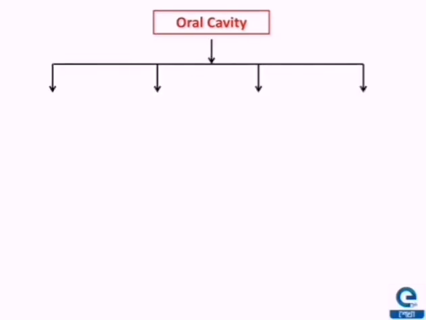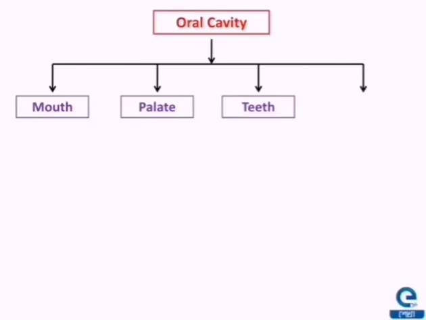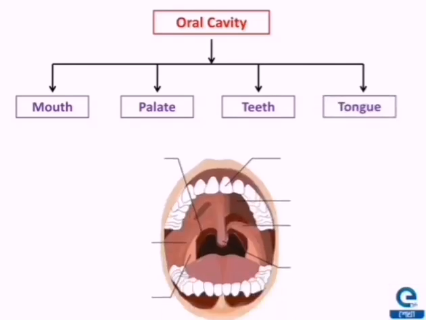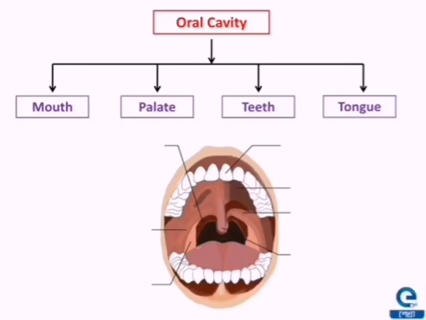Now we will learn about the oral cavity. Our oral cavity can be divided into four parts. The first one is the mouth, second is the palate, third is the teeth and fourth is the tongue. Here is the picture of our oral cavity where the first portion is called the palatopharyngeal fold. This is called the palatoglossal fold.